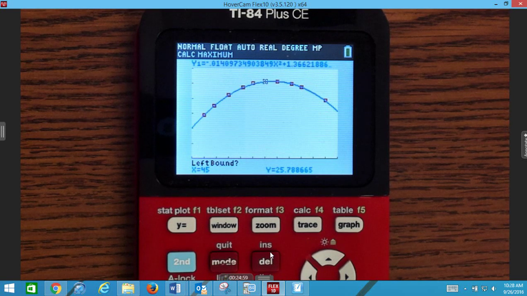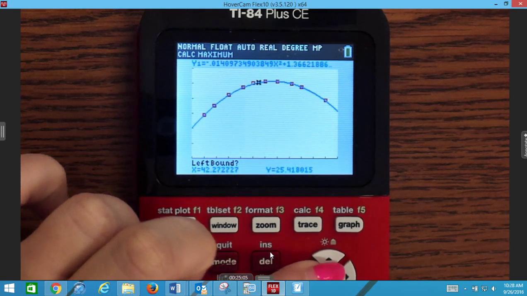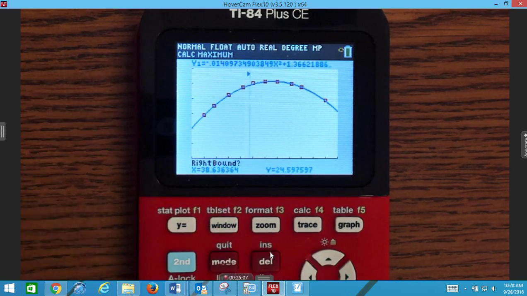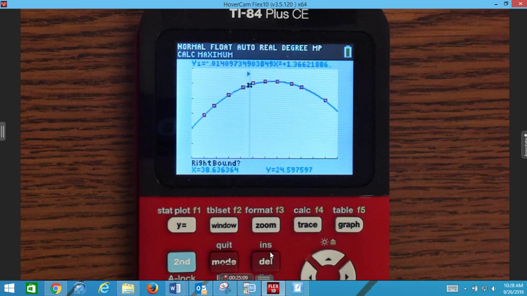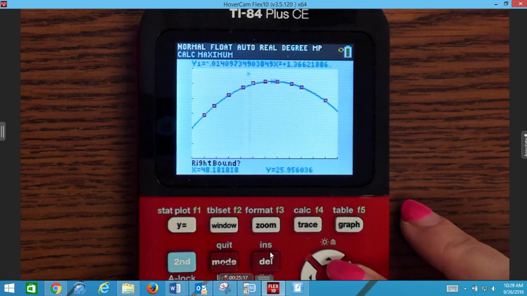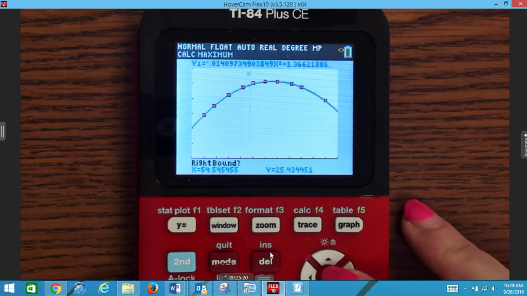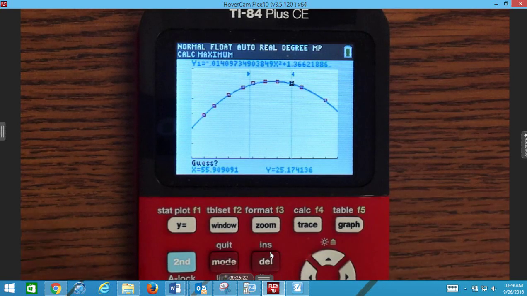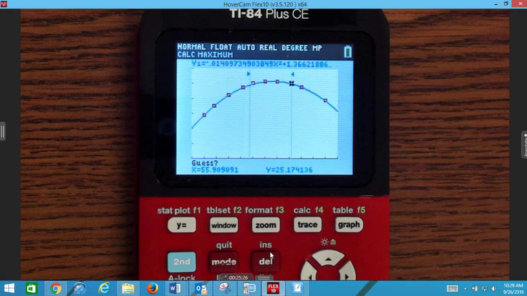And I don't know where the maximum point is, so I'm going to make my boundary bigger than I think it needs to be. So I'm going to arrow over until I'm definitely to the left of that middle. And I hit enter, and a line pops up. Then it says right boundary. So now I'm going to arrow over till I'm definitely past the right of that maximum point. So I've given myself a nice large window. And then after I hit right boundary, it says guess.